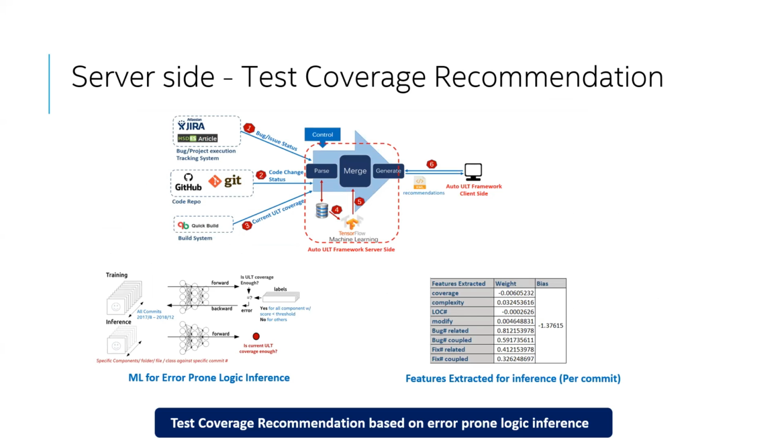From the top diagram, it shows the data flow of the server side. The detailed steps can be described as below. As the first step, from the left side, you can see that our automatic ULT framework will regularly poll the bug system for recent bug status. For each new bug, it gets the culprit commit ID from the bug system. Then, with the culprit commit ID listed in the bug, the automatic ULT framework will query the code repo about the components and code blocks impacted by the culprit commit. Meanwhile, from the build system, the auto ULT framework will get the current ULT coverage status for each component and code block. Then, by querying the internal database, the automatic ULT framework can generate the trend for bug versus ULT coverage for each component.